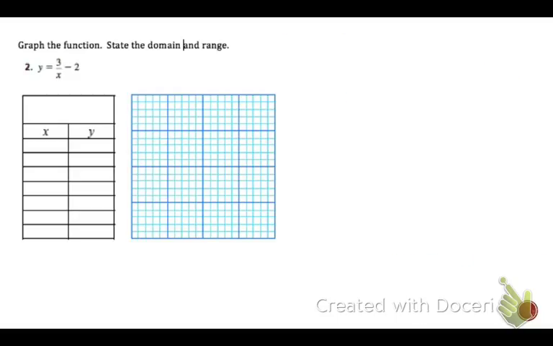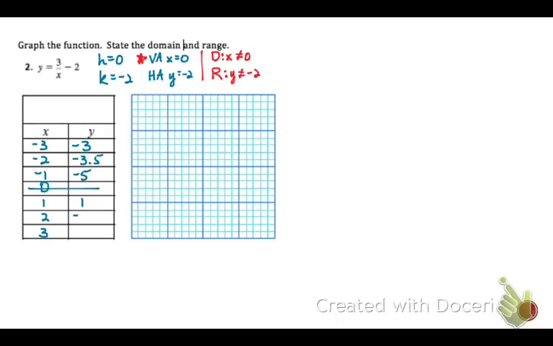All right, let's look at this next graph. So 3 over x minus 2. So our h value is 0 and our k is -2. So that means our vertical asymptote will be at x equals 0, so right on the y-axis, and then our horizontal will be the line y equals -2. Let's go ahead and just name our domain and range. Since those are our asymptotes, that's what our x value cannot equal. So x cannot equal 0, and our y value won't equal -2.